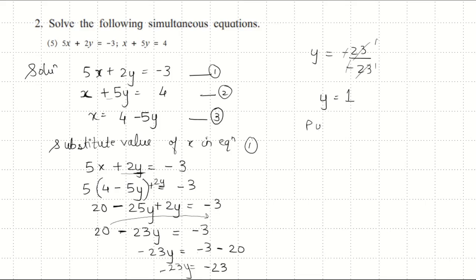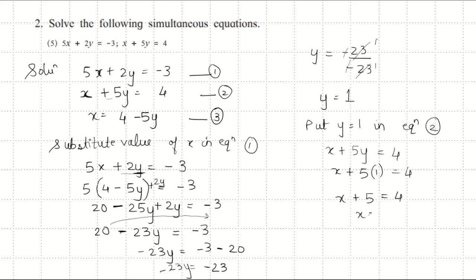Put this value of y is equal to 1 in equation 2. Second equation is x plus 5y is equal to 4. x plus 5 into y is equal to 4. x plus 5 is equal to 4. x is equal to 4 minus 5. If this 5 comes on the right hand side, it becomes minus 5.